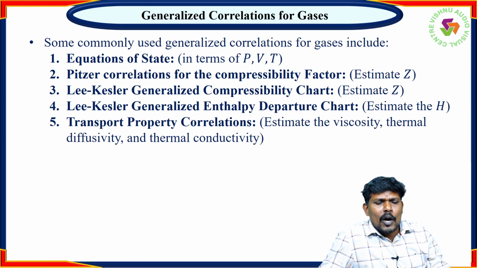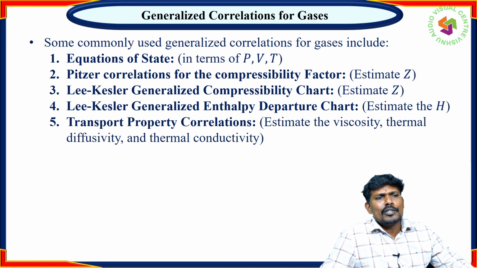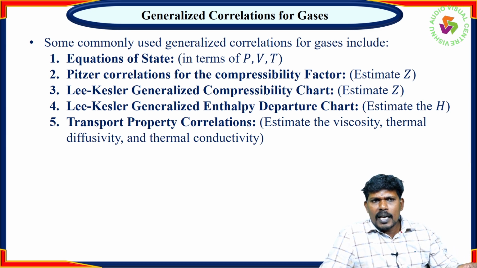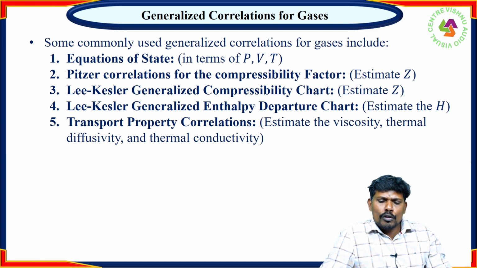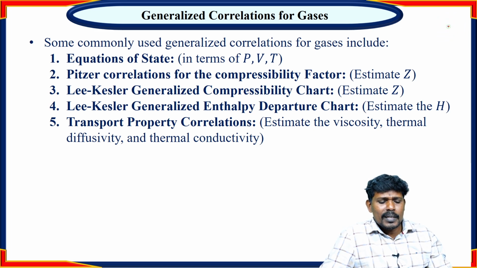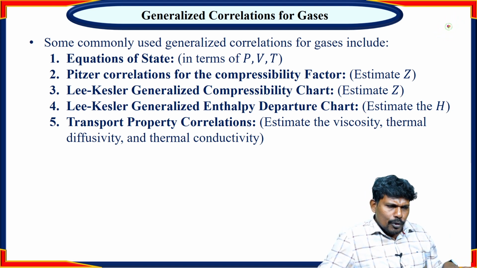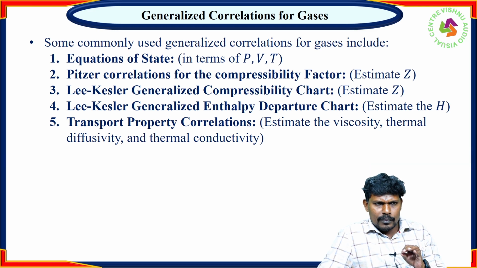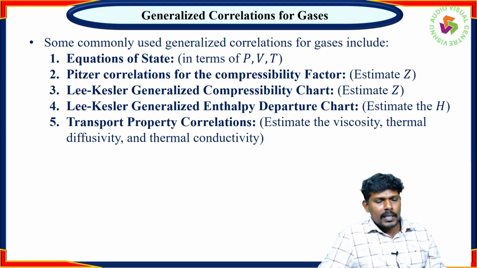The commonly used generalized correlations are the equations of state, which we have seen up to now, in terms of pressure, volume and temperature. The Pitzer correlations for compressibility factor are used to calculate the compressibility factor. The Lee-Kesler generalized compressibility charts are also useful to determine the compressibility factor Z. The Lee-Kesler generalized enthalpy departure chart is useful to estimate the enthalpy. And the transport property correlations are useful to estimate viscosity, thermal diffusivity and thermal conductivity. There are many generalized correlations; a few are mentioned here.